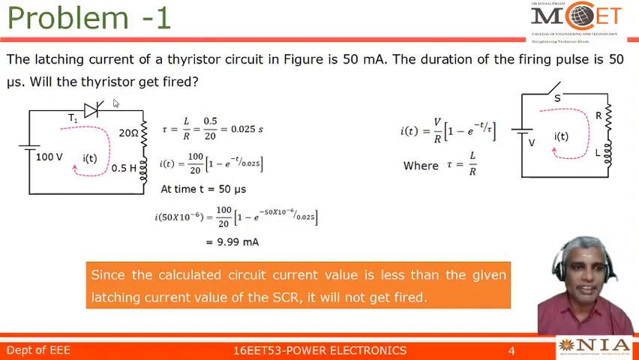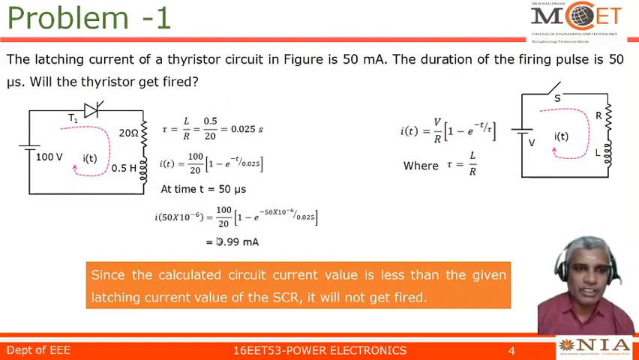I am going to apply a pulse to this thyristor. That pulse is having a width of 50 microseconds, and the input source is a DC of 100 volts, and the load is an RL load which has a resistance of 20 ohms and inductance of 0.5 henries. I want to find out whether this particular thyristor will trigger for this particular width or not. I am going to find out.